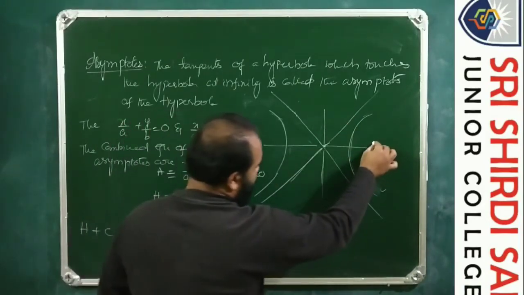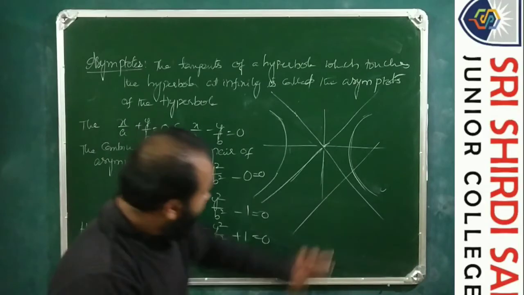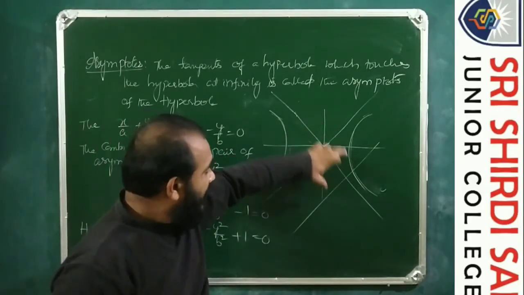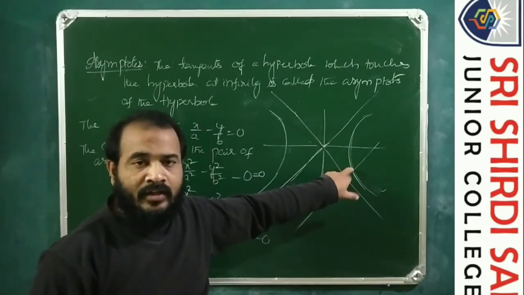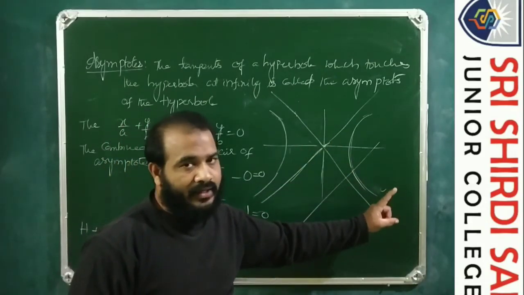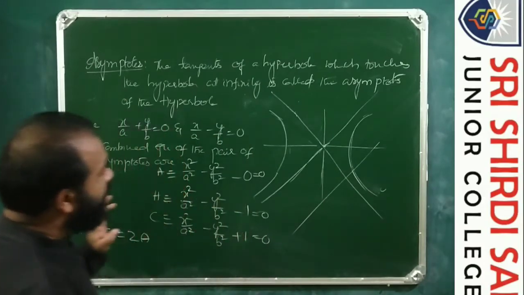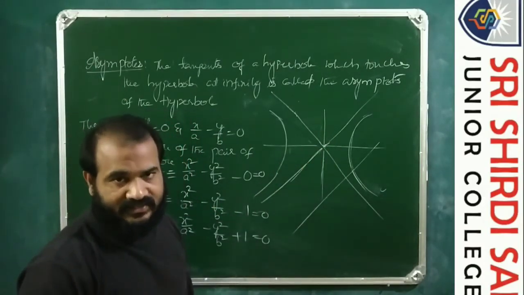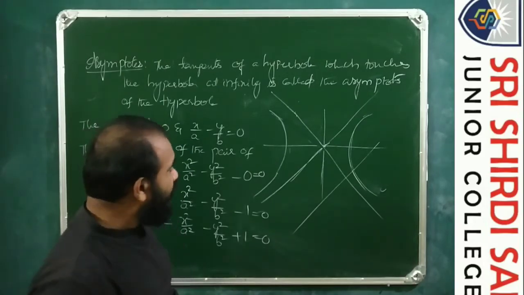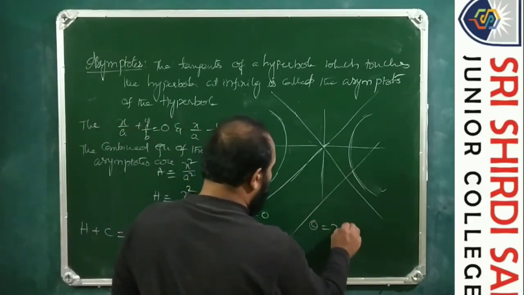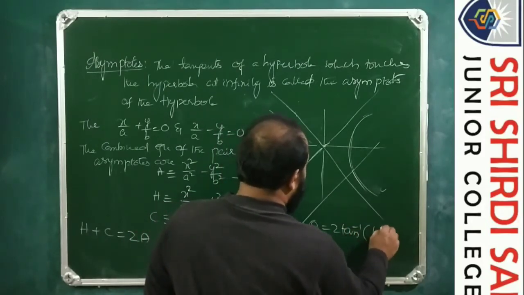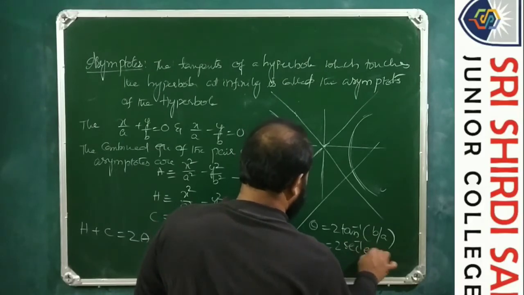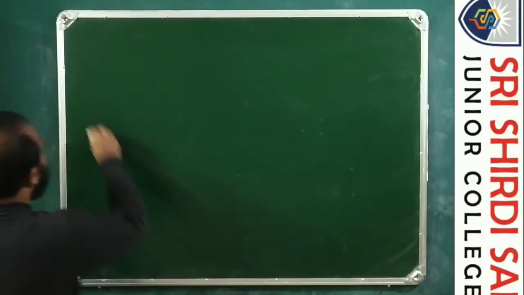And the next observation that we can see here is that any line which is parallel to the asymptotes, for example this line, cuts the hyperbola at one and only one point. And the next concept is that these asymptotes are equally inclined with the coordinate axis. And the angle between the asymptotes is theta equals 2 tan inverse b by a or 2 secant inverse e.